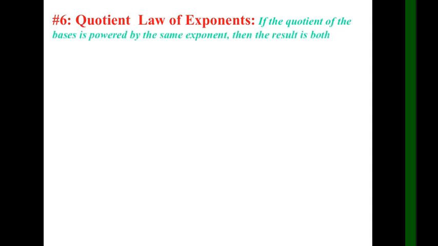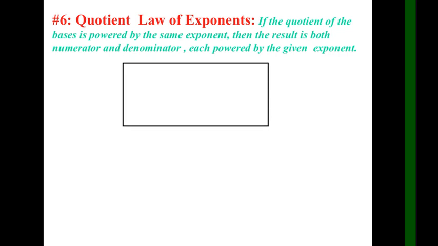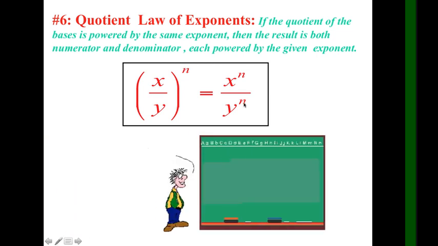Number 6. Quotient Law of Exponents. If the quotient of the bases is powered by the same exponent, then the result is both numerator and denominator, each powered by the given exponent. So the rule is x over y raised to n can be x raised to n over y raised to n.